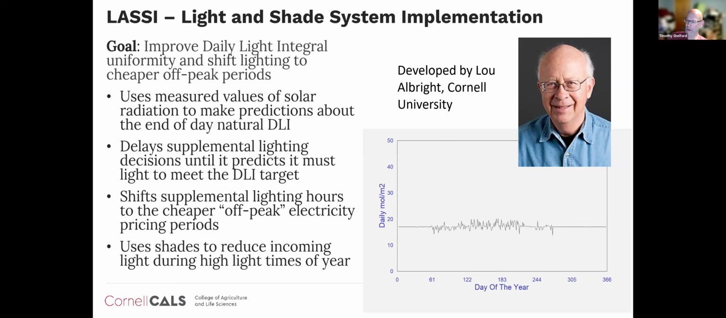One of the benefits of operating this way too is if you're on an on-peak and off-peak lighting system, it will delay the lighting into the cheaper period, which is usually overnight. And again, as I said, it uses shades to reduce the incoming light. Not everybody is on a system like that, but a lot of users do have that ability to take advantage of off-peak electricity. Now this works for lettuce because you can apply light 24 hours, but obviously with crops with a photoperiod, you can't take full advantage of the full off-peak period.